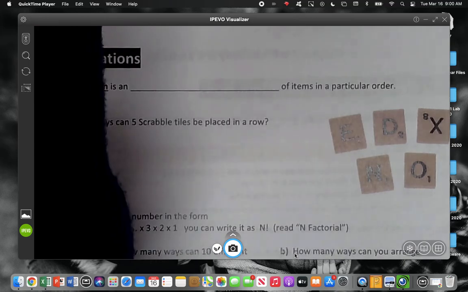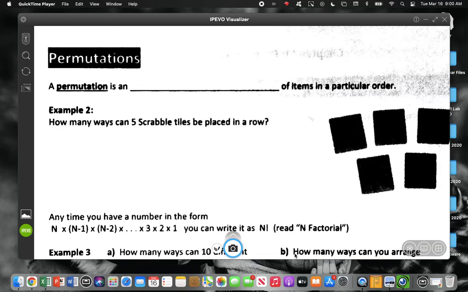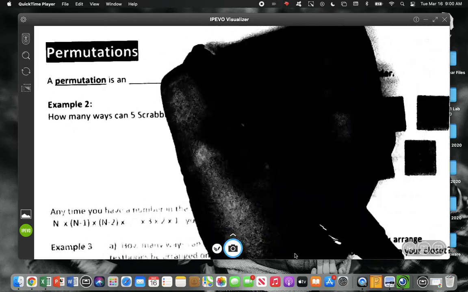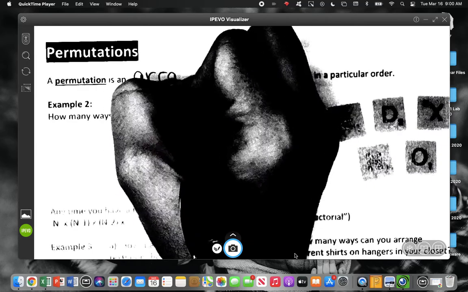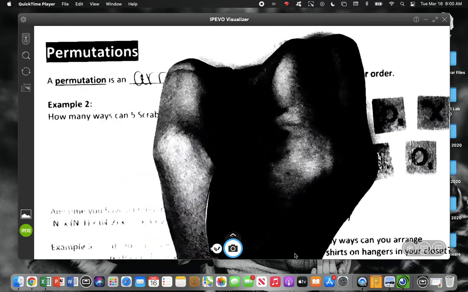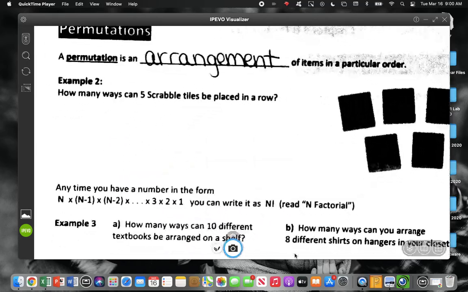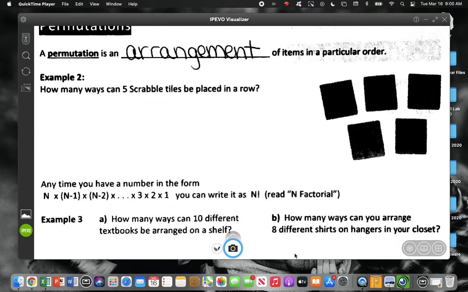All right, so we are ready to talk about permutations. A permutation is an arrangement of items in a particular order. An arrangement of items in a particular order.